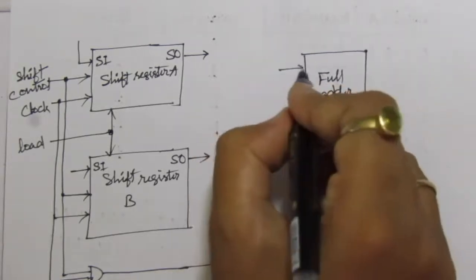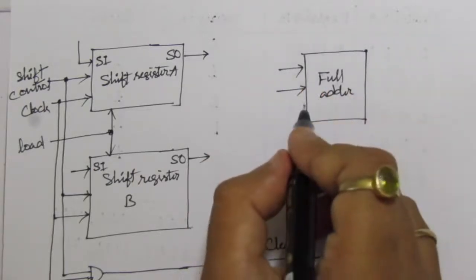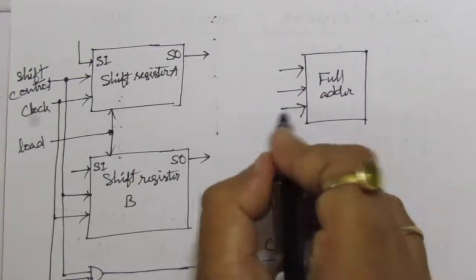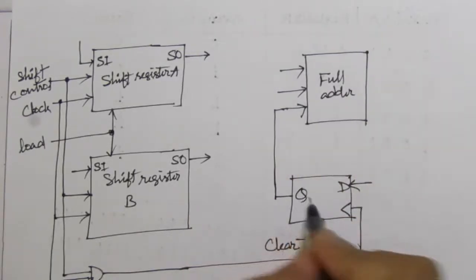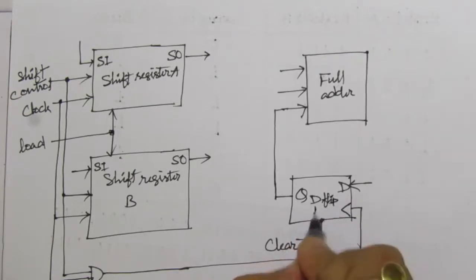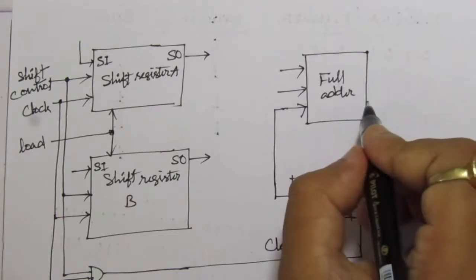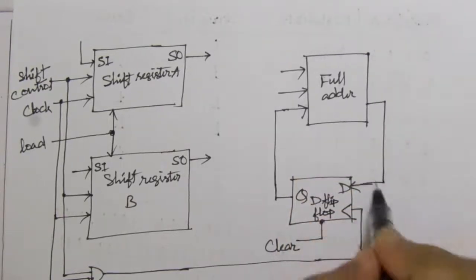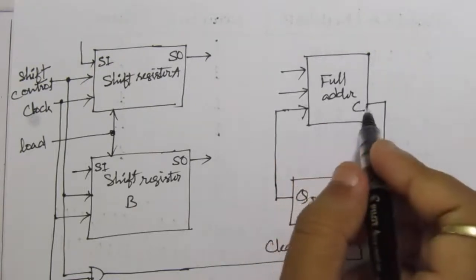Okay, it will have two numbers that will be added, and here we'll have a carry input. So the carry input is the output of this D flip-flop. Here we have the Q output. Okay, so this is the D flip-flop. This output is the carry output here. So here we'll have this carry out, because here we have to use a full adder only.